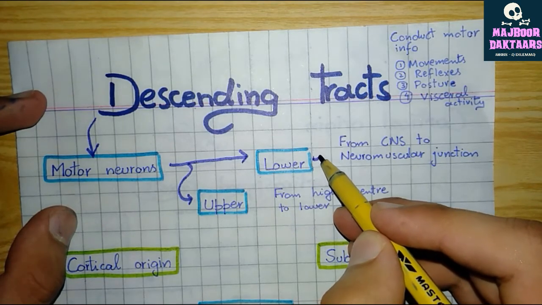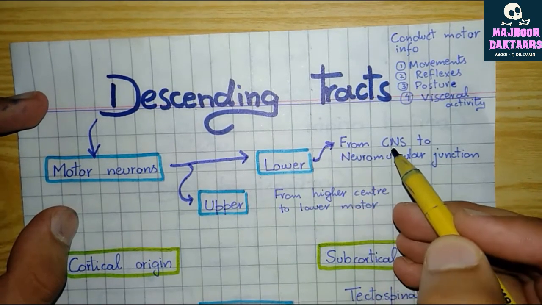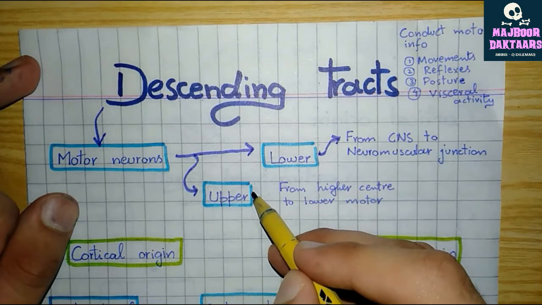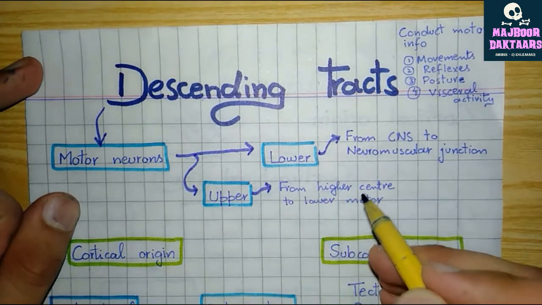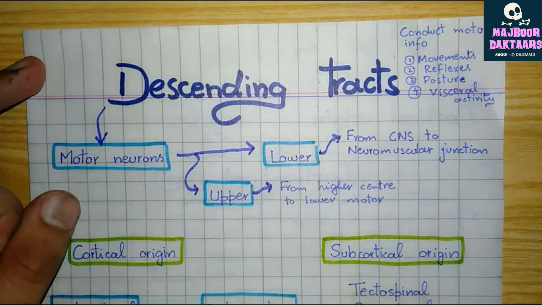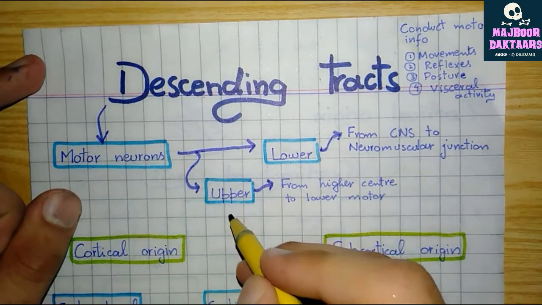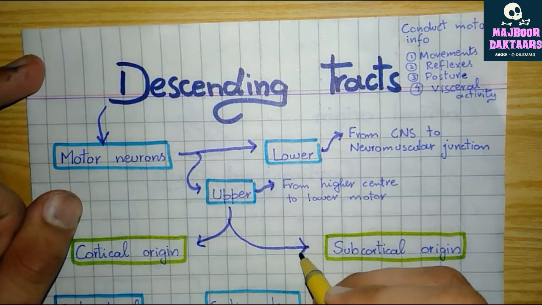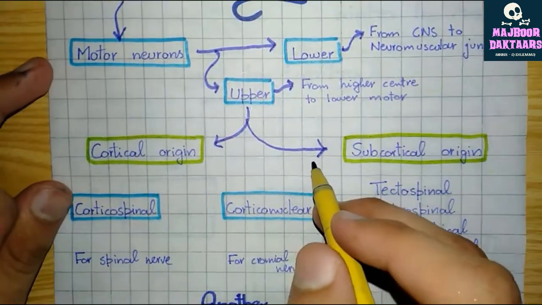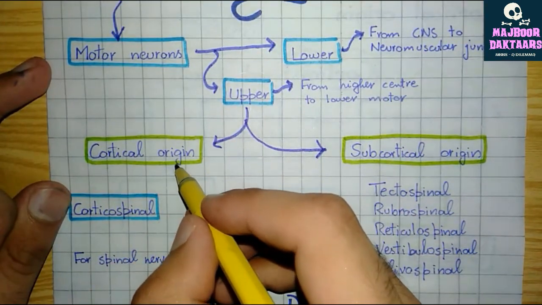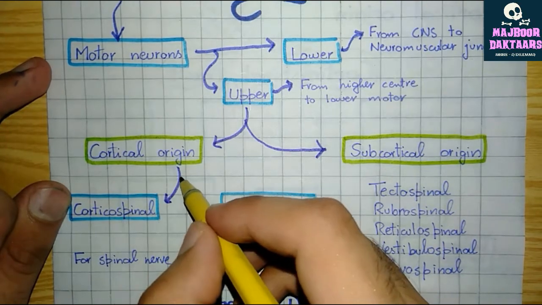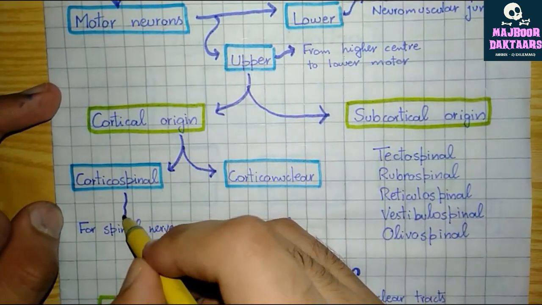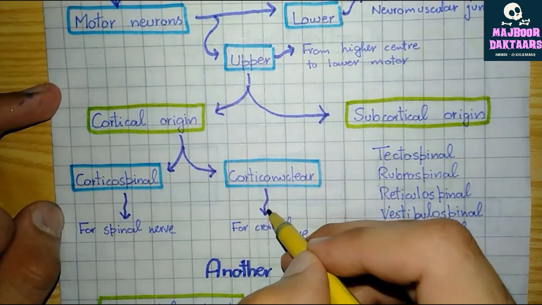The lower ones are out of the central nervous system and move from the CNS to the neuromuscular junction, while the upper ones are the axons which move from the higher center to the lower motor neuron. Now, the upper motor neuron is further divided into the corticular origin tracts and the subcorticular origin tracts. The corticular origin tracts are those which originate in the cerebral cortex. They include the corticospinal tracts and corticonuclear tracts. The corticospinal are for the spinal nerves, while the corticonuclear are for cranial nerves.